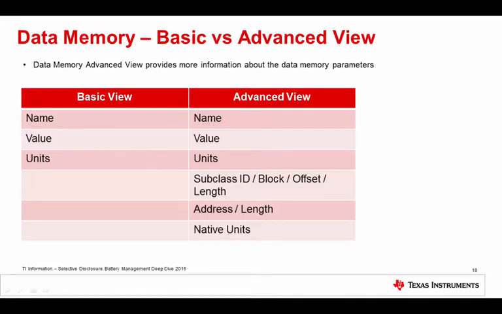In advanced view, data memory adds the subclass ID, block offset, length, and importantly adds address and length as well as native units. Some of the parameters are stored in the gauge in a way that is not consistent with the units that you typically want to use it in. And so BQ Studio automatically does that translation, but if you use advanced view, you can actually see the low-level content in the gauge and the units that are used to speak directly to the gauge as opposed to having that worked through a conversion or formula for the sake of usability.